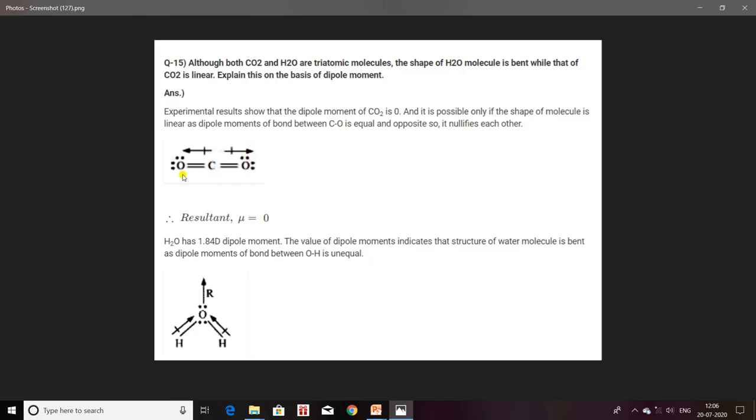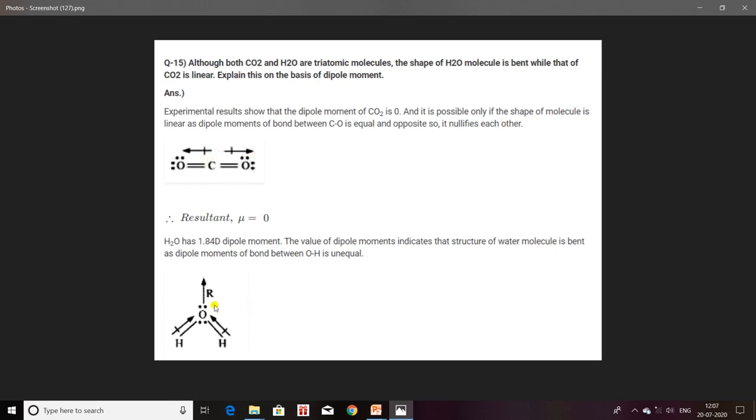These two bonds are the same. So that means the dipole moment of these two bonds should also be the same, and they are in opposite directions. Now, dipole moment is a vector quantity, so they will cancel out each other and the dipole moment will be 0, and it will have a linear shape.